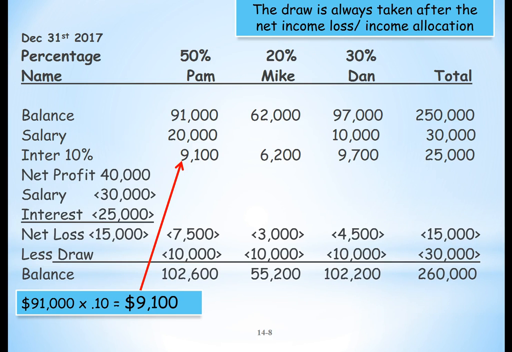So that is a problem a lot of times students have when they're doing the homework. They forget that the draw is not an adjustment to what we consider net income. It comes after that. So now we have our new balances at year end.